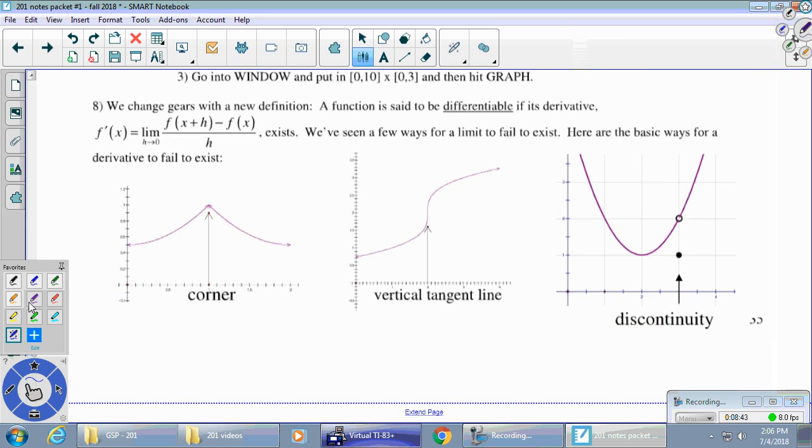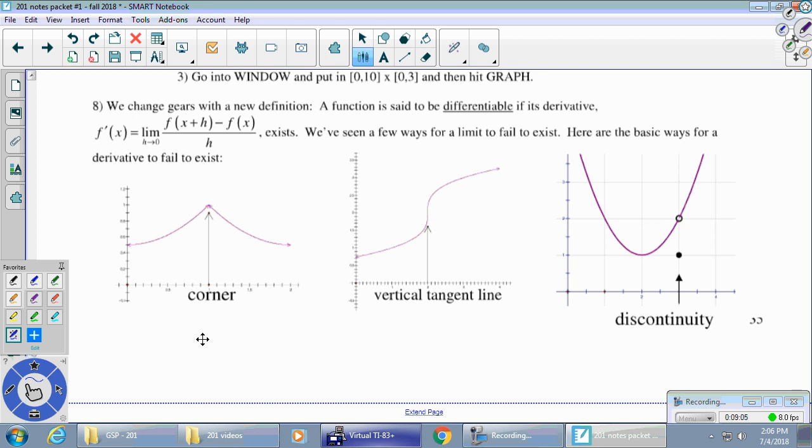Okay, number 8, we now change gears with a new definition. A function is said to be differentiable if its derivative, which is given by this big old limit, exists. A function is differentiable if the derivative exists. Now, the derivative is fundamentally a limit, and we've seen several ways for a limit to fail to exist. Here are the basic ways for a derivative to fail to exist.